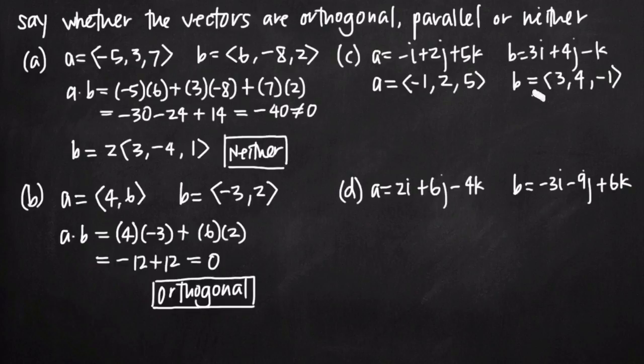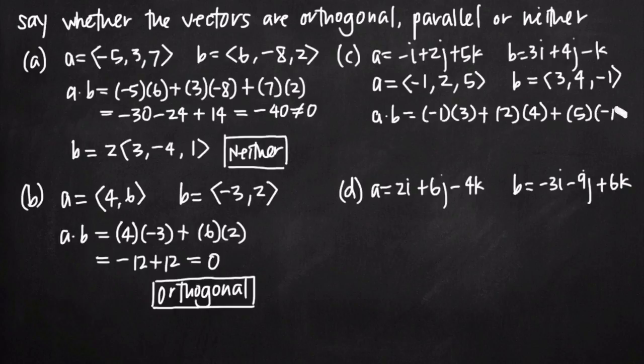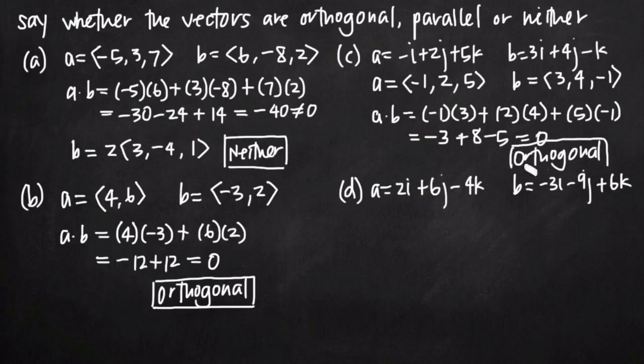Let's check to see whether or not they are orthogonal. I can already tell by looking at them that they're not parallel because their components are unequal, and they can't be factored to get to the point where they are equal. So if I try the dot product of A and B, I'll get -1 times 3 plus 2 times 4 plus 5 times -1, and when I simplify, I get -3 plus 8 minus 5, which I can see is going to be equal to 0. Therefore, I know that these two vectors are orthogonal because the dot product is equal to 0. So I can conclude that.